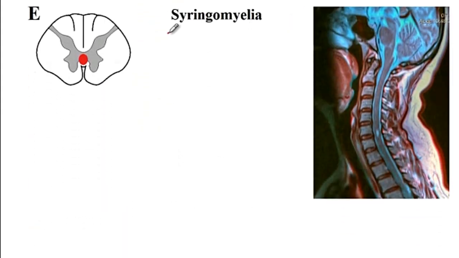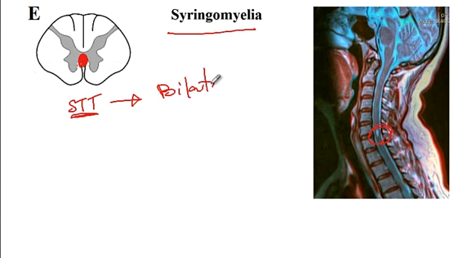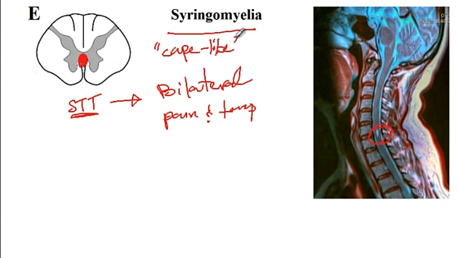The next condition is syringomyelia, where there would be cavitation in the cervical spinal cord. An example of which is shown here. Due to the cavitation, it would cause damage to the crossing fibers of the spinothalamic tract. As a consequence, since the spinothalamic tract relays information regarding pain and temperature, there would be bilateral loss of pain and temperature. And there is usually a cape-like distribution of the loss of pain and temperature over the shoulders.